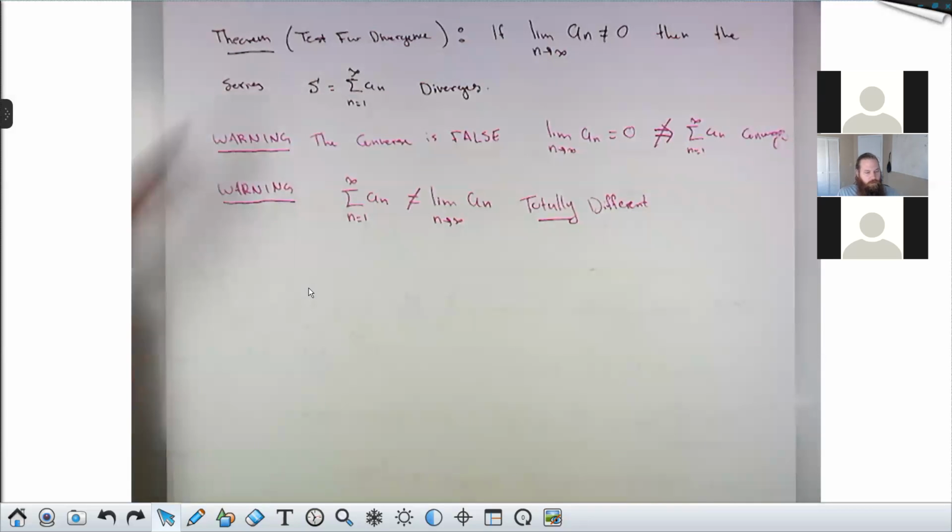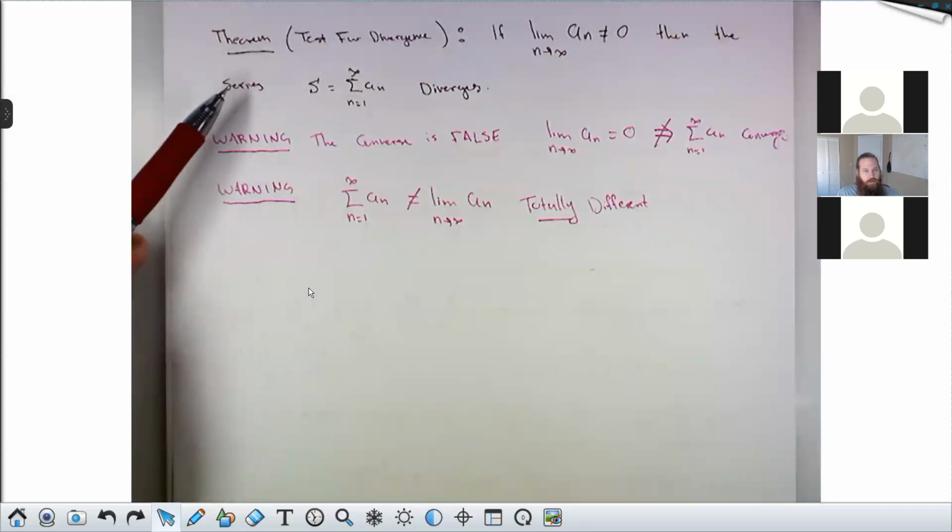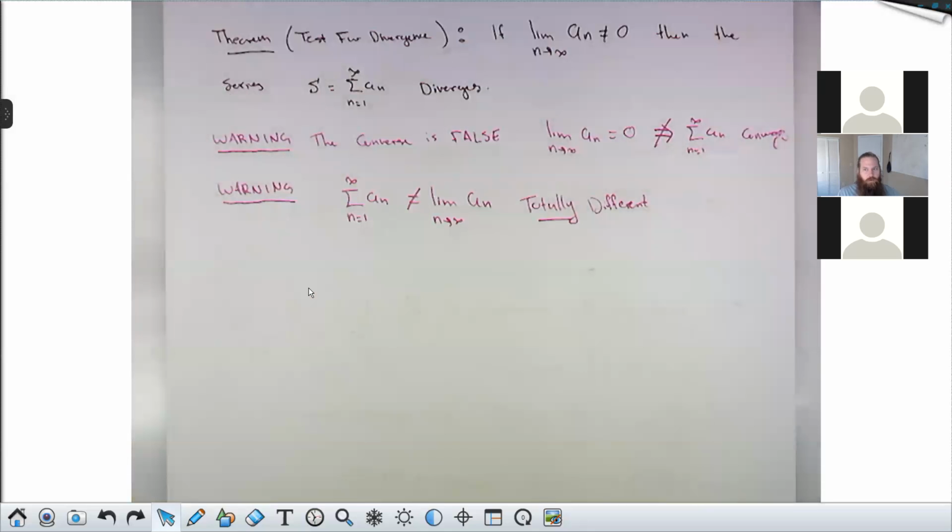Intuitively, so I want to return now to this test for divergence. Intuitively, this makes sense. If the ANs don't go to 0, say they go to 1 or 5 or something else, then the infinite sum of the ANs eventually looks like 1 plus 1 plus 1 plus 1 plus 1 plus 1 plus 1.